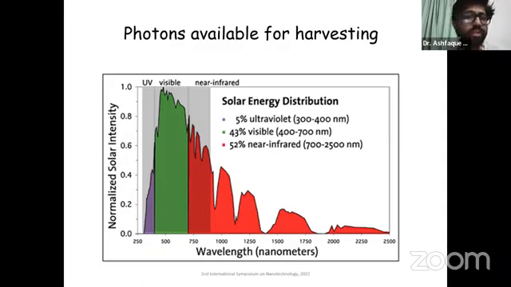So to get rid of this problem, there can be different ideas incorporated in the engineering of these devices. One is the tandem-based solar cells, multi-junction solar cells, and the other is the graded bandgap solar cells. I will be talking about the graded bandgap solar cells today.